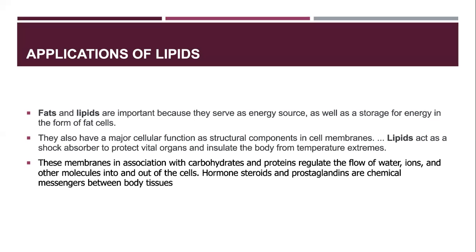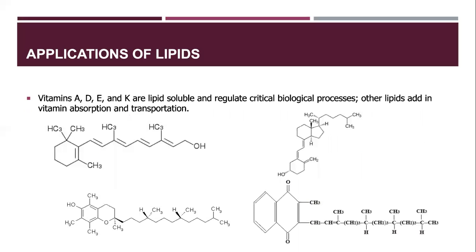These membranes associated with carbohydrates and protein regulate the flow of water, ions, and other molecules into and out of these cells. Hormones, steroids, meaning cholesterol, and prostaglandins are chemical messengers between body tissues. Application of lipids: vitamins A, D, E, and K are lipid soluble and regulate critical biological processes. Other lipids aid in vitamin absorption and transportation.